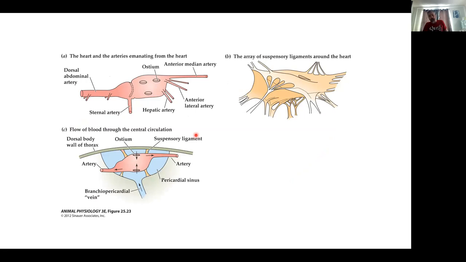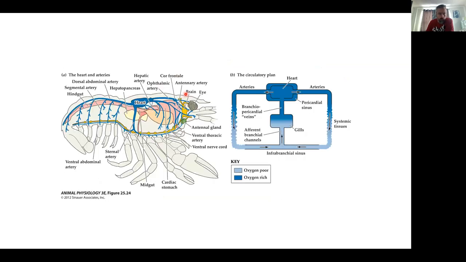Once we get into arthropods, so insects, spiders, crustaceans, those kinds of things, again, we get pretty wacky in a pretty big hurry. One of the ways that we're going to get wacky in a hurry is that we're going to lose most, if not all, blood vessels. There are going to be some large arteries. You can see them here, leaving the heart.